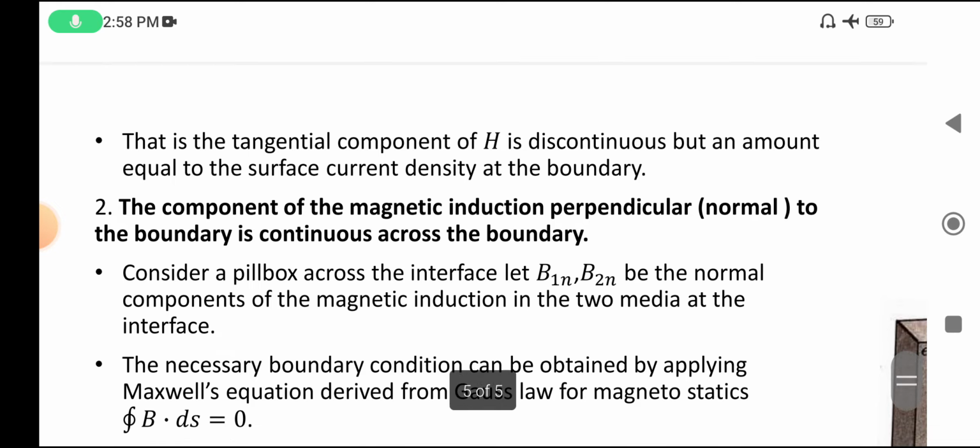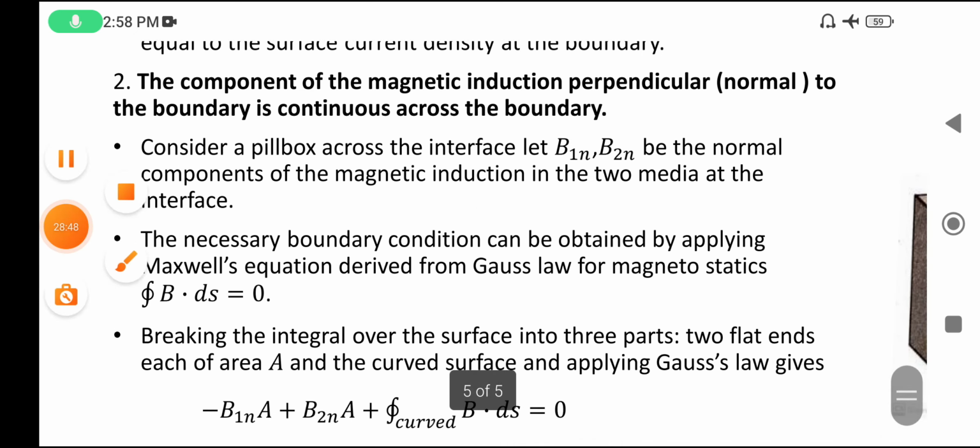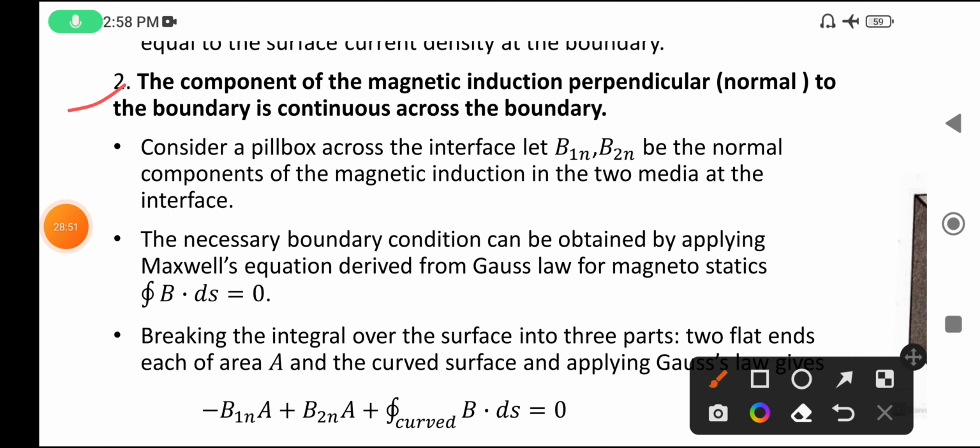Now, so the tangential component of H is discontinuous, by an amount equal to the surface current density at the boundary. Okay, so discontinuous, and that is equal to current density only. Next, the last boundary condition. The component of magnetic induction perpendicular, meaning normal, to the boundary is continuous across the boundary. Now it is continuous in the magnetic field. Okay, in the magnetic field the normal component is continuous. In the electric field the tangential component is continuous.